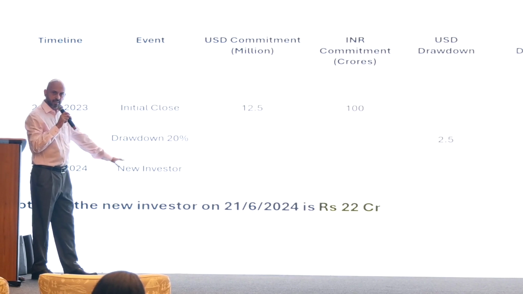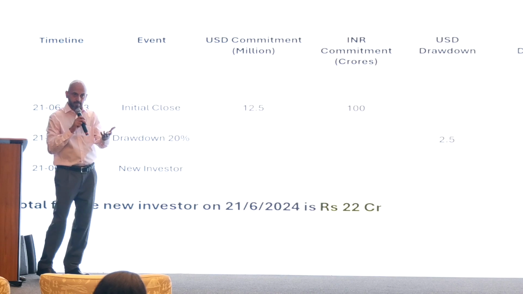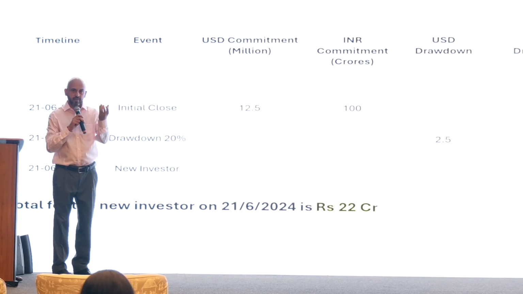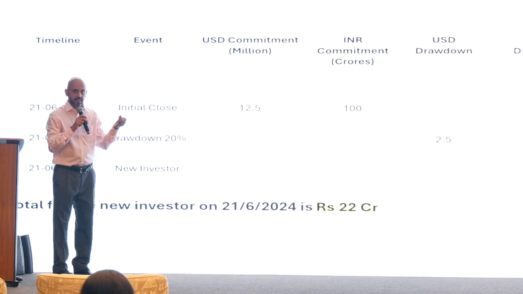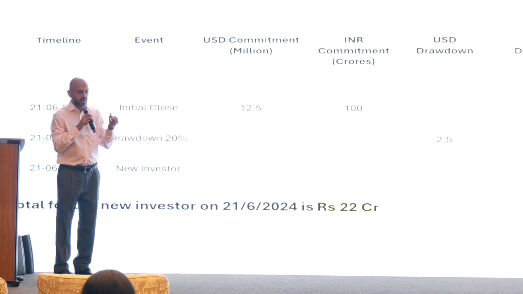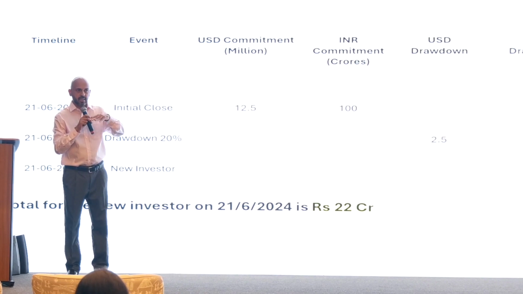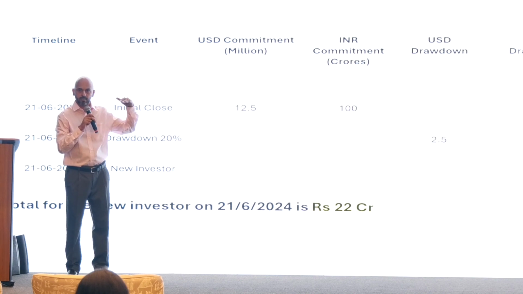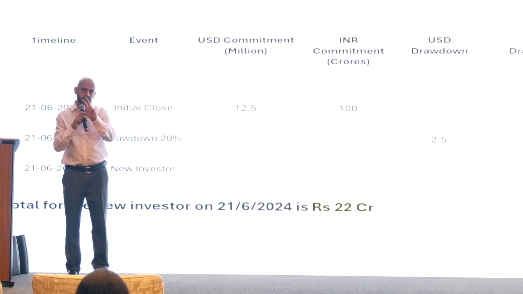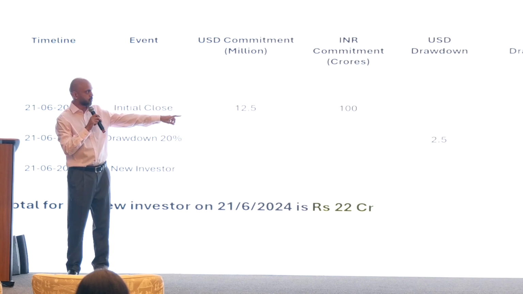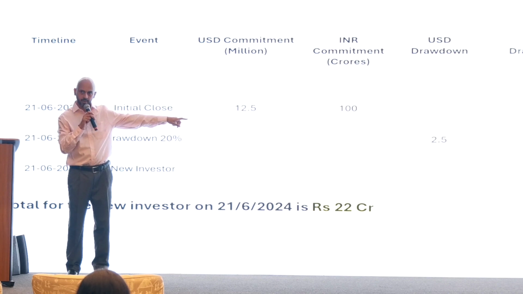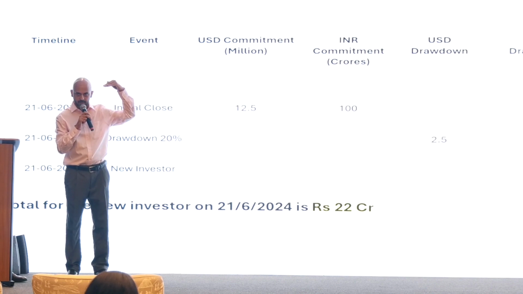Come 2024, which is the third row, a new investor pops up. As we said in the earlier slide, there are a couple of things that need to happen. Firstly, the new investor makes a commitment of 100 crores to begin with. In terms of the drawdown percentage, he has to come on par with the existing investors. So that's 20%, which translates to 20 crores, which is what you see highlighted in the third row. That 20 crores brings the new investor up to the same level of drawdown as the existing investors. That is the first part.